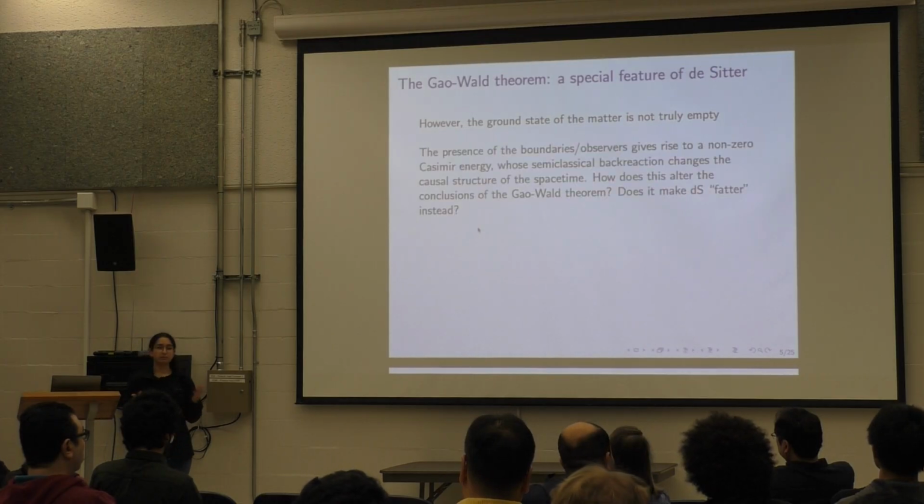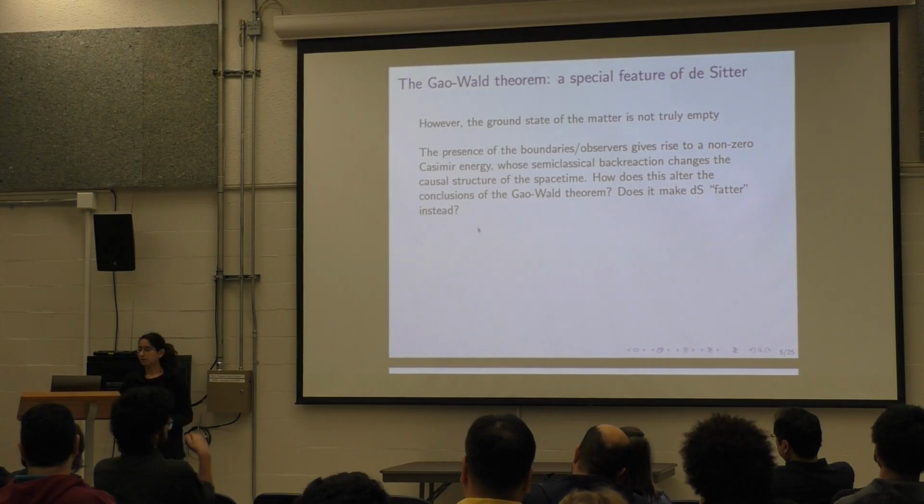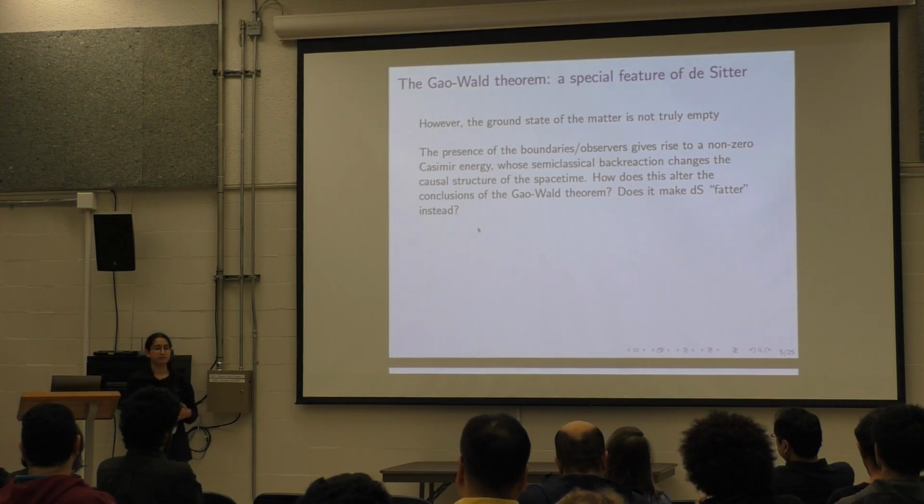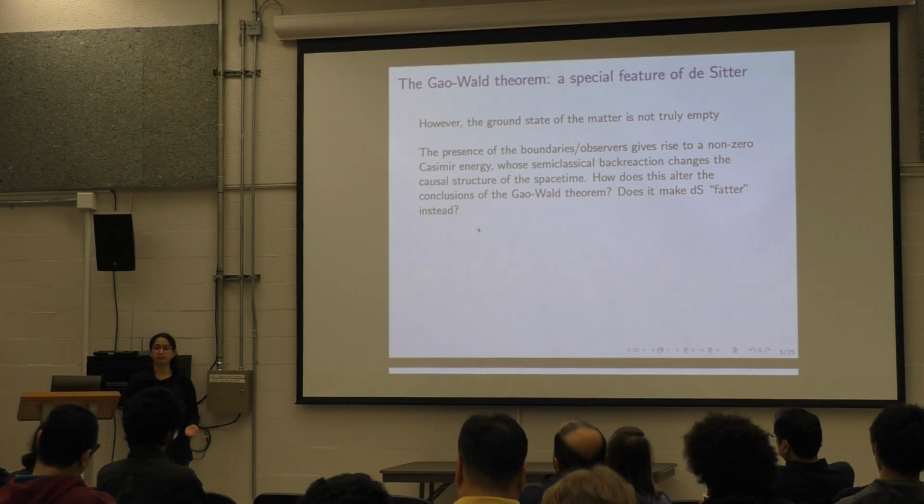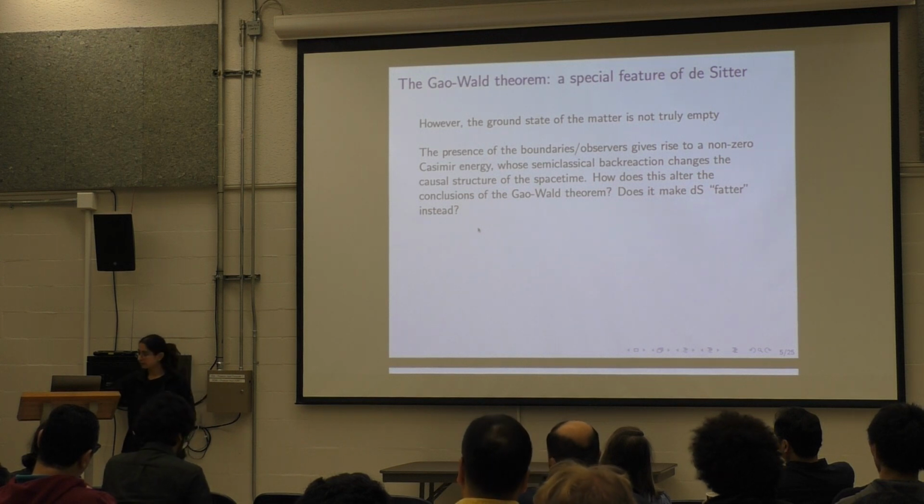So when we put in these time-like boundaries in the space-time, that also violates the assumptions of the Gao-Wald theorem. So we don't have some compact spatial slice or null geodesic completeness. So the question is, how does this alter the conclusions of the Gao-Wald theorem? Does it make de Sitter space fatter instead because we have some kind of negative Casimir energy?